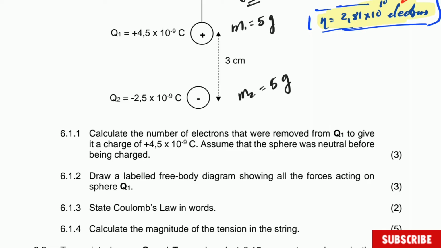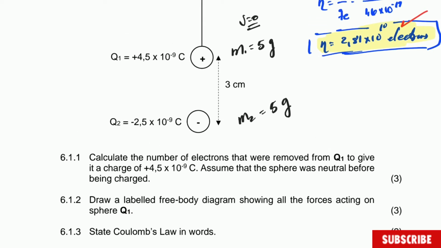Let's go to question 6.1.2. Draw a labelled free body diagram showing all the forces acting on sphere 1. So for sphere 1, what forces are acting there? And be careful, it is a little bit tricky. So let's answer that question here, 6.1.2.